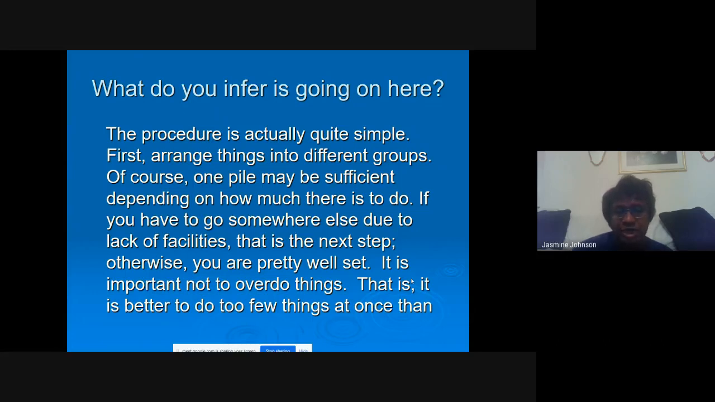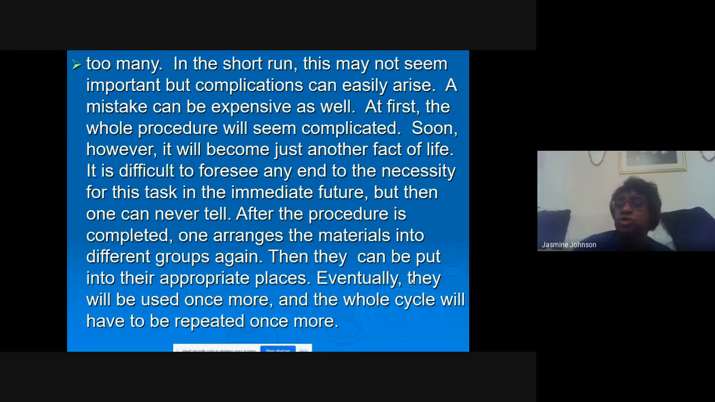Otherwise, you are pretty well set. It is important not to overdo things. That is, it is better to do a few things at once than too many. In the short run, this may not seem important, but complications can easily arise. A mistake can be expensive as well. At first, the whole procedure will seem complicated. Soon, however, it will become just another fact of life. It is difficult to foresee any end to the necessity for this task in the immediate future, but then one can never tell.